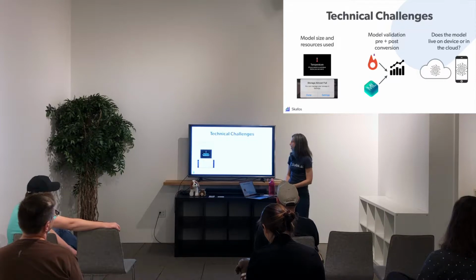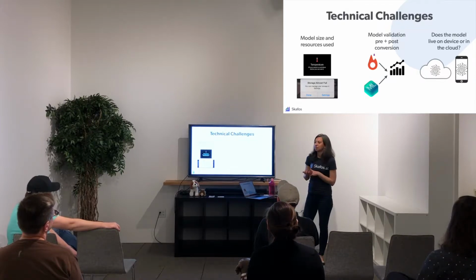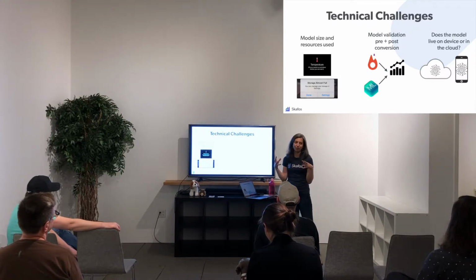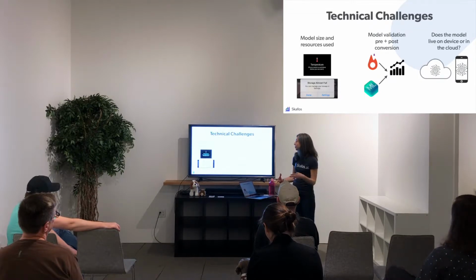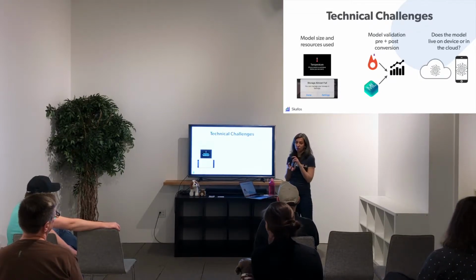So some of them: the model size and resources used, right? You guys as app developers are familiar. If your app runs so hot your phone shuts down, no one's going to use it. Or if it uses too much memory, like in some of these Core ML models.